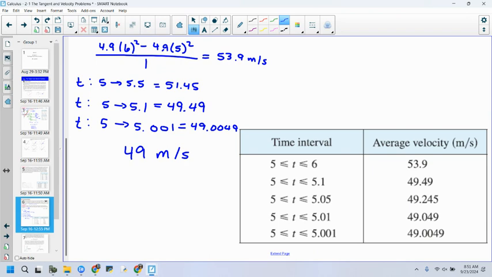Now, obviously, could I have run this from the bottom end and up? Yeah, I could have done that exact same thing. I could have gone with the time interval 4 to 5, then 4.5 to 5, then 4.9 to 5, then 4.999 to 5, and so on and so forth. But guess what? It would have gotten me something like 48.999. And we can estimate that it's going to converge to 49.